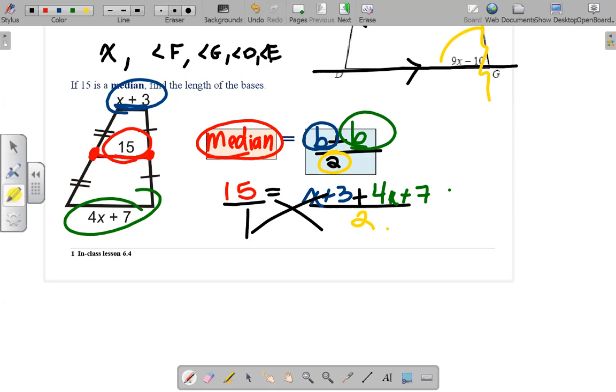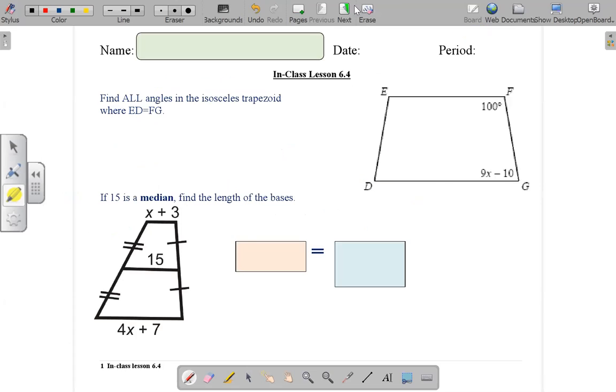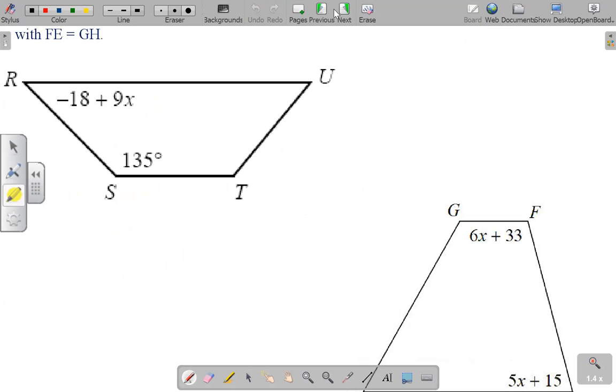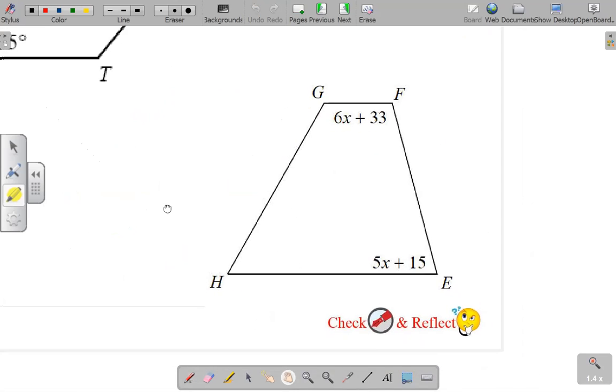Yes, they do. I add them up, and I got 11x equals 30. Try that again. Here, let's see what happened here. Try that again. Are you over here? Second, yeah, that one.